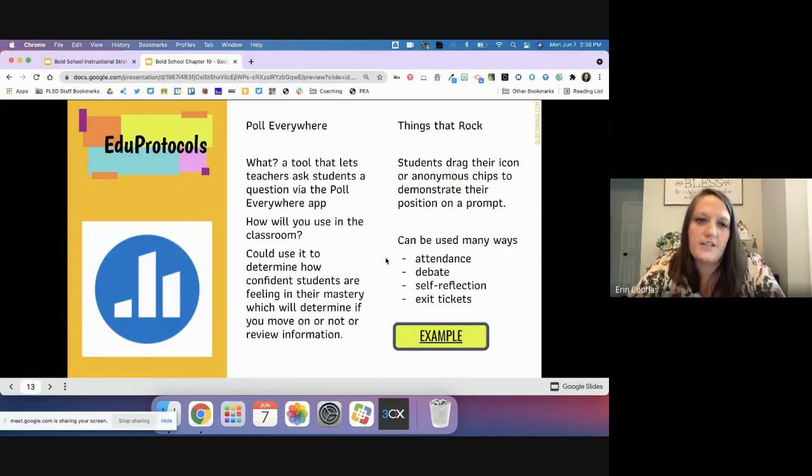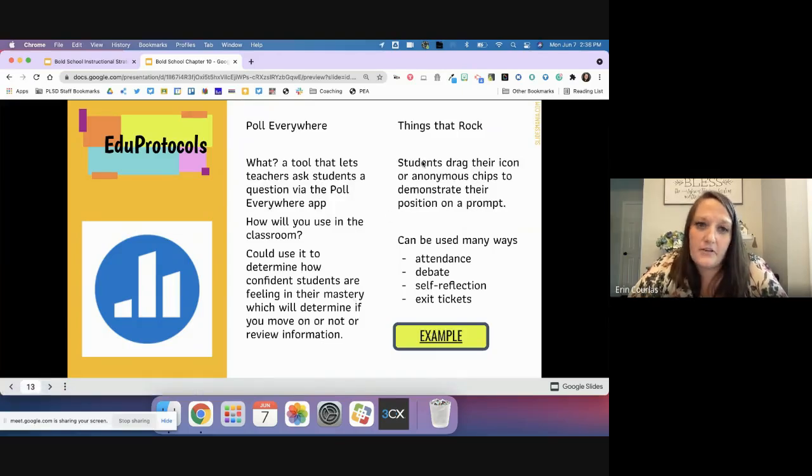All right, so these were our EduProtocols. Poll Everywhere. I have not used this one, so this was recommended in the book, and I don't know a whole lot about it, but it seems to be geared toward the older grades. I haven't experimented with it myself, but it is a tool that allows teachers to take quick answers to questions and gather data about their class in a quick and efficient way, similar to maybe Kahoot or Quizizz and some of the others, depending on how you're using it.